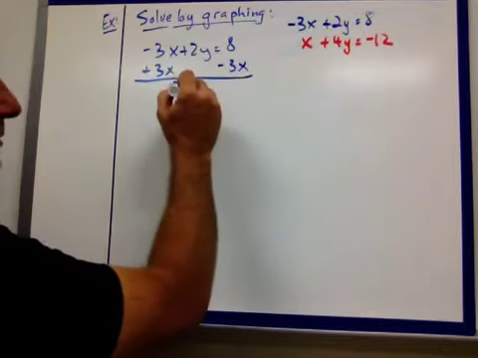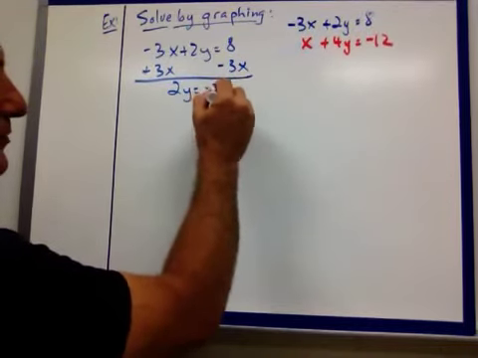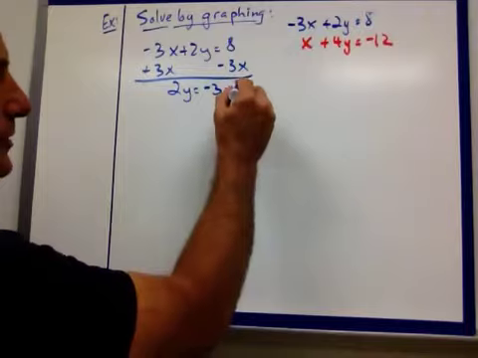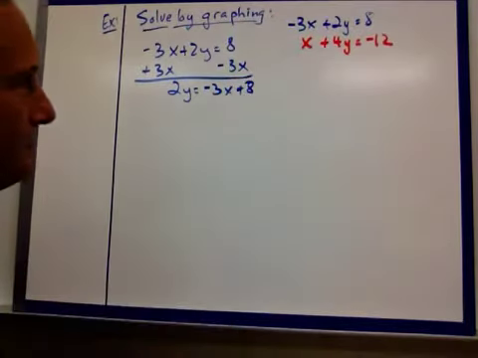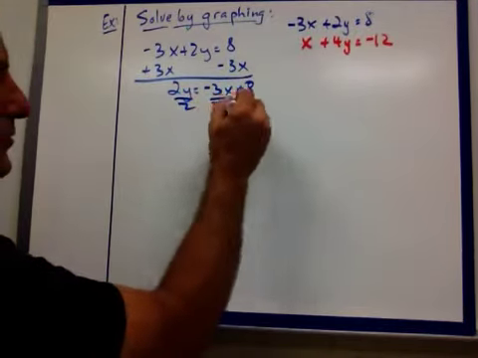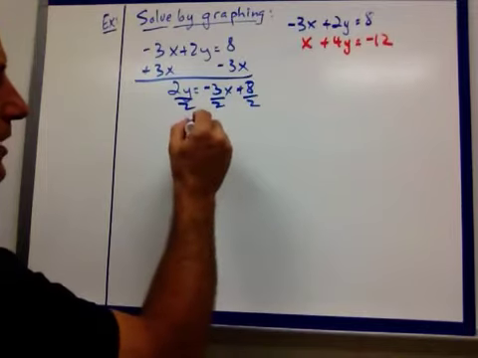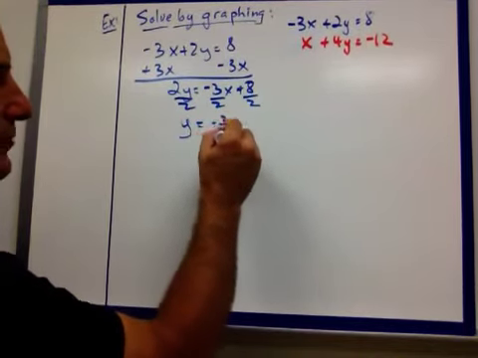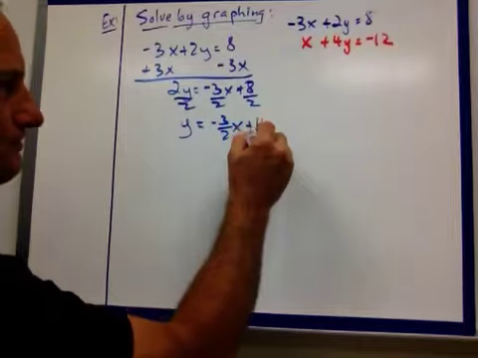Let's keep it in the y equals mx plus b form. Bring the negative here with your 3. That's a positive 8, so add it. Then divide everything through by 2. So I get y equals negative 3 halves x plus 4.